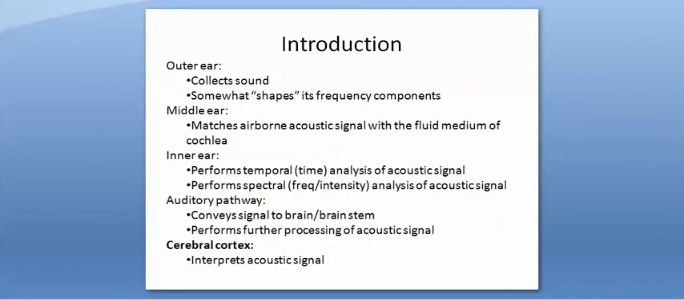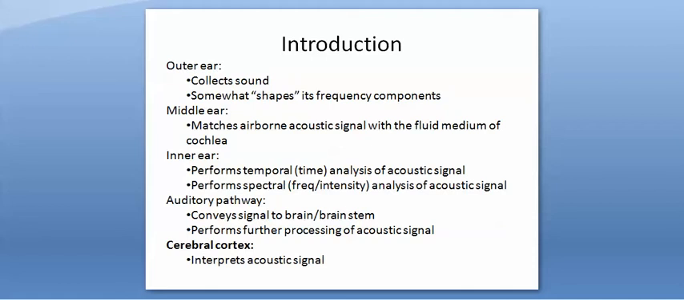All right, so this is an overview, but in general, the outer ear collects the sound and then somewhat shapes its frequency components. So we'll talk about how that shaping occurs. The middle ear matches that airborne acoustic signal. So acoustic signals are basically changes in air pressure that travel through that external auditory meatus, right? And then cause that tympanic membrane to vibrate, and then send that vibration through those ossicles to that oval window. So it matches that airborne acoustic signal with a fluid medium within the cochlea.